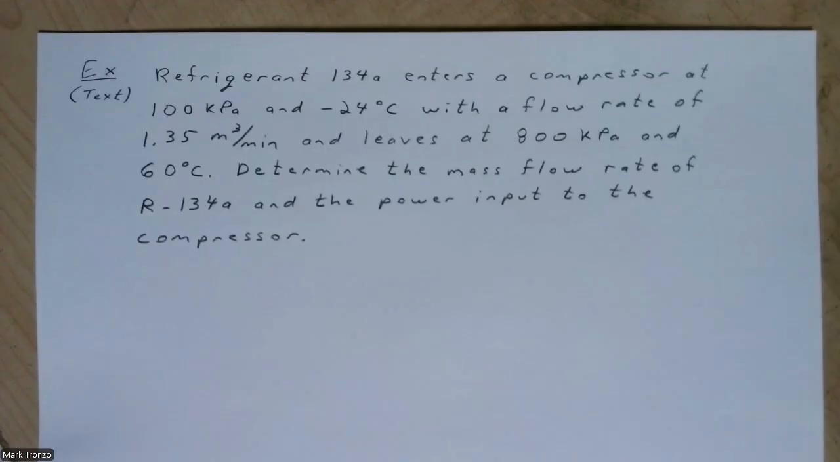Let's take a look at this problem. Refrigerant 134A enters a compressor at 100 kPa and minus 24 degrees Celsius with a flow rate of 1.35 meters cubed per minute and leaves at 800 kPa and 60 degrees Celsius. Determine the mass flow rate of the 134A and the power input to the compressor. So let's take a look at this.